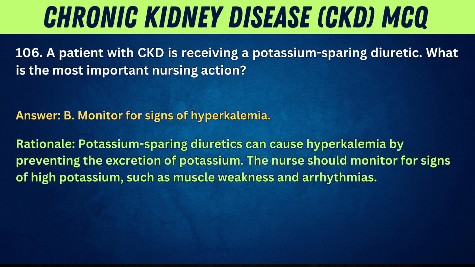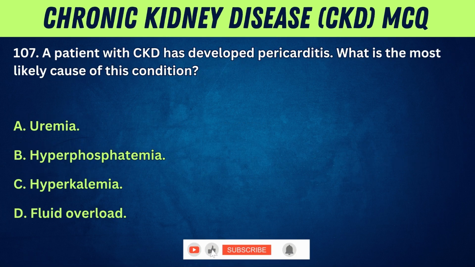Rationale: potassium-sparing diuretics can cause hyperkalemia by preventing the excretion of potassium. The nurse should monitor for signs of high potassium, such as muscle weakness and arrhythmias.